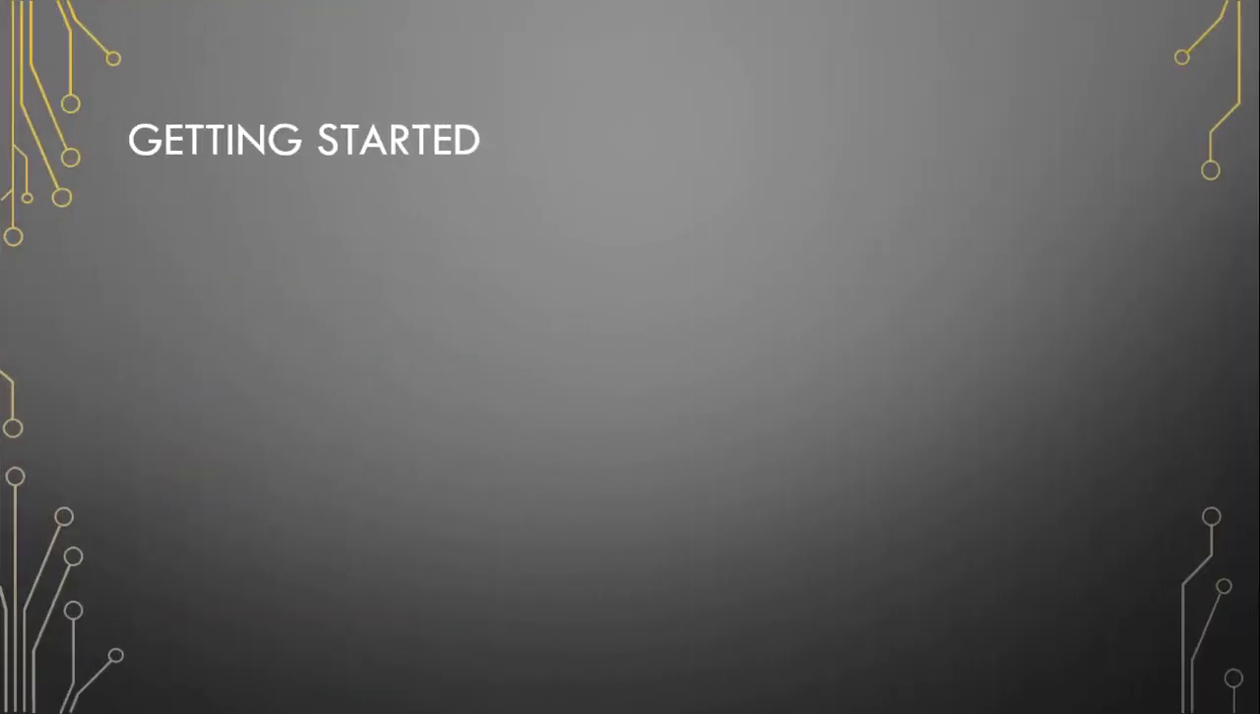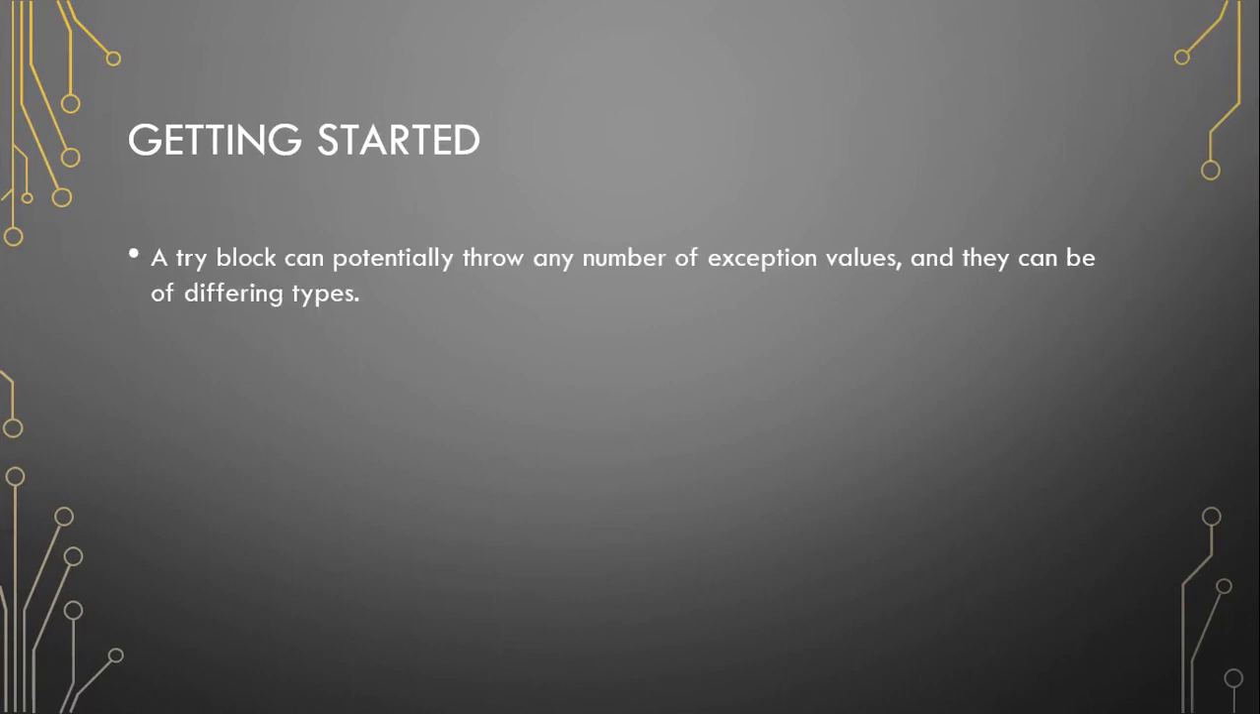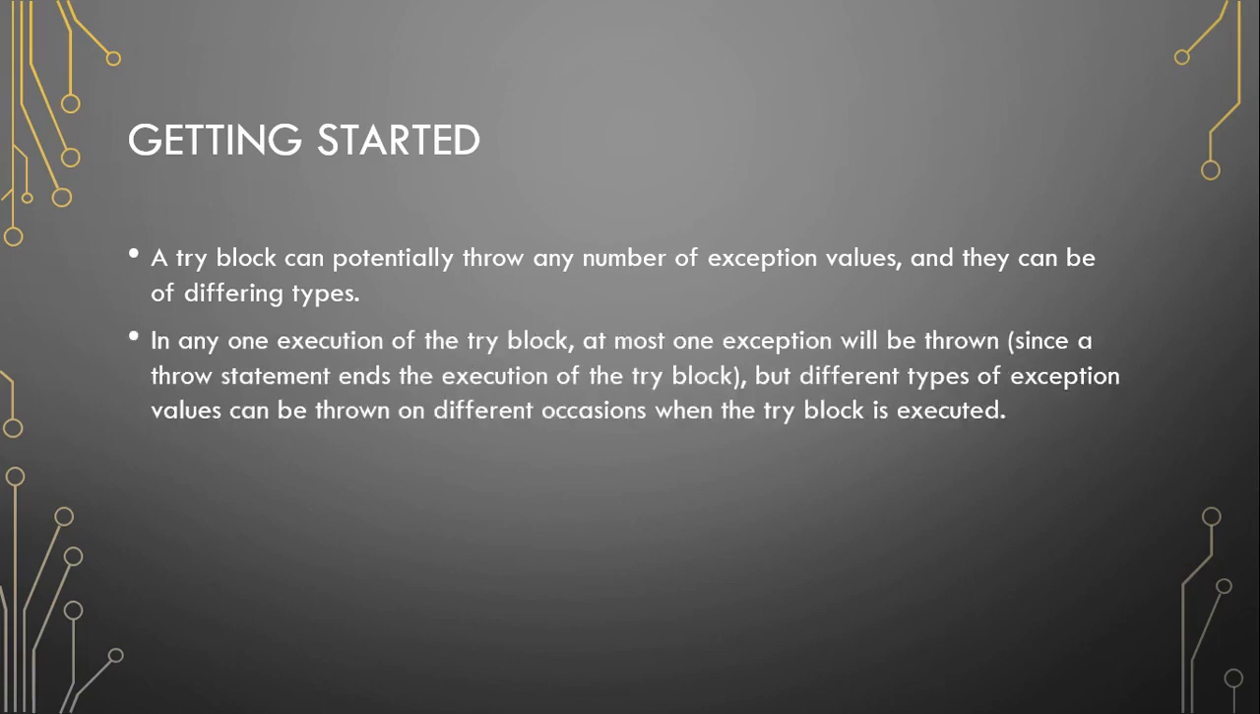So, getting started here, it's going to be a quick one today. A try block can potentially throw any number of exception values, and they can be of differing types. It doesn't have to be just the exception E; it could be a mismatch, it could be a different format. We've seen some different examples of it, and you can throw those different examples. Now, in any one execution of the try block, at most one exception will be thrown, since the throw statement ends the execution of the try block, but different types of exception values can be thrown on different occasions when the try block is executed.